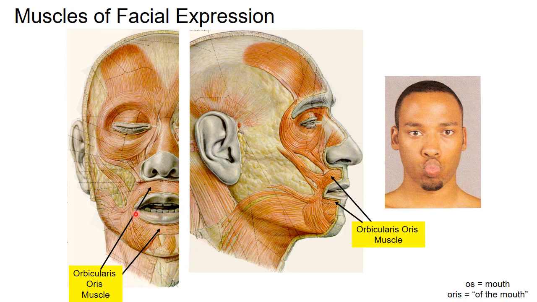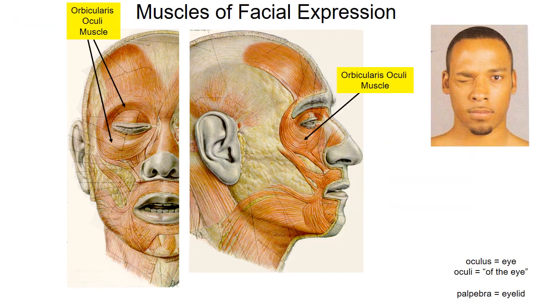Those sphincter muscles are called orbicularis muscles. This one in particular is called the orbicularis oris muscle, oris for mouth. Okay, so that's the big sphincter muscle of the mouth. When it contracts, this is basically what it does. So this is the muscle that's going to close the mouth tightly. So os is mouth, oris means of the mouth. So orbicularis oris, oris means of the mouth.